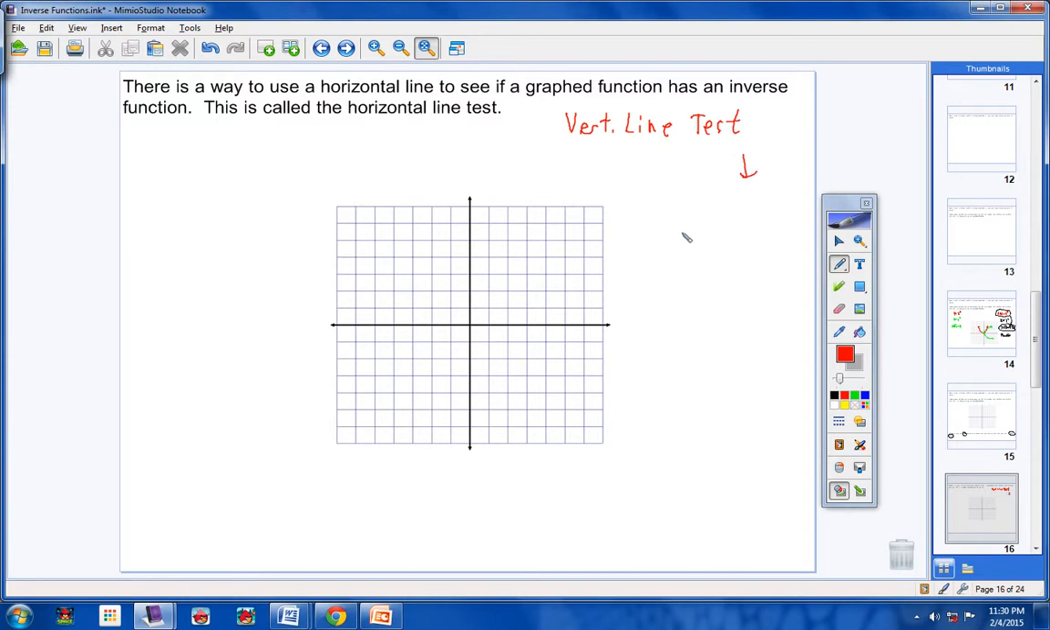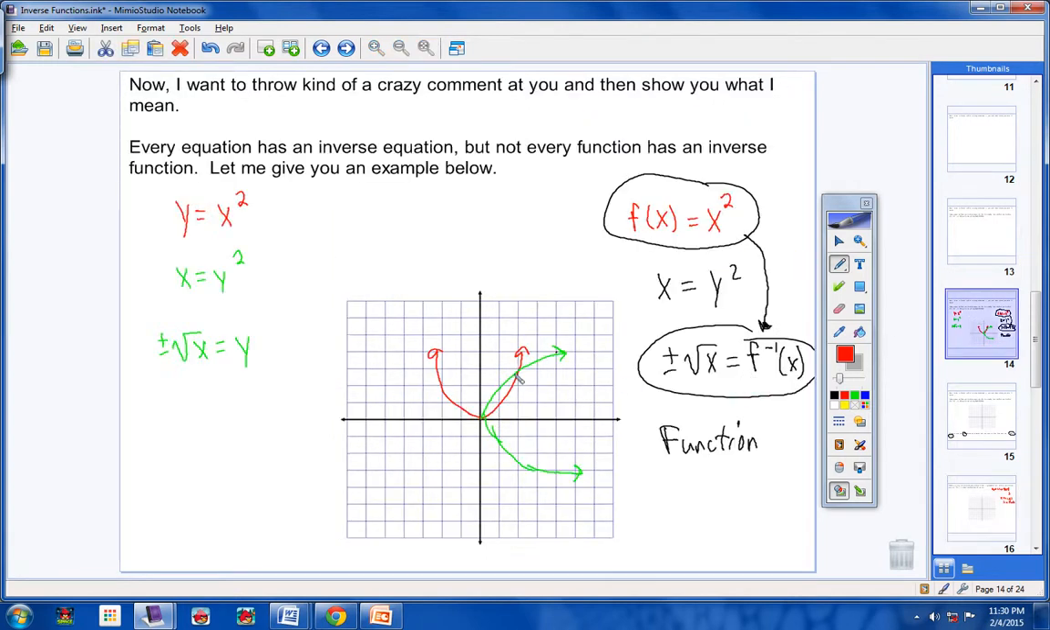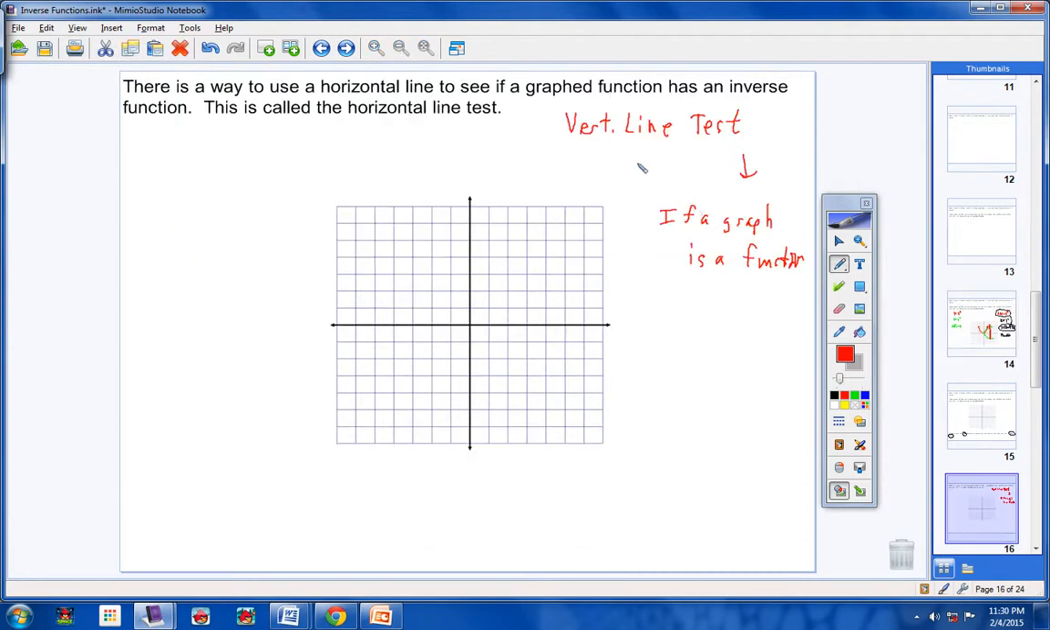Do you remember? A vertical line test shows you if a graph is a function. It's that simple. Okay? And we just use the vertical line test right here. I drew some vertical lines and I showed you this green graph was not a function. Okay? So that's what the vertical line test does. Now what does the horizontal line test do for you?